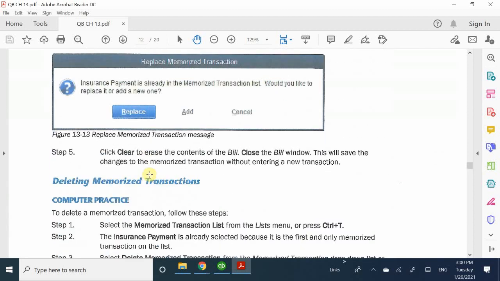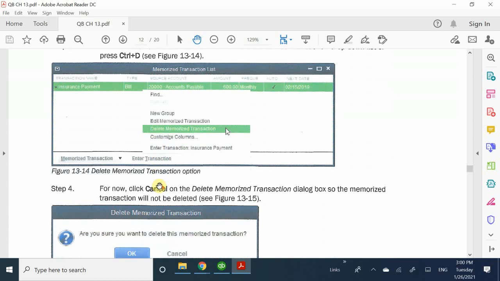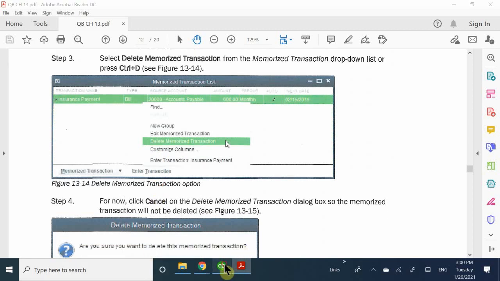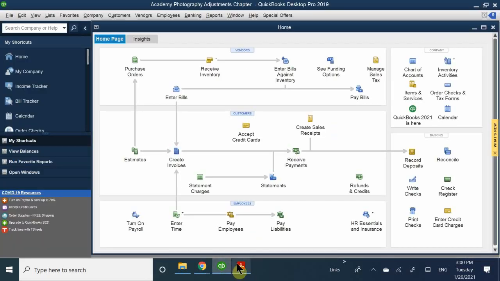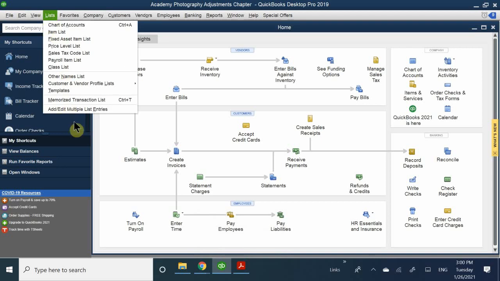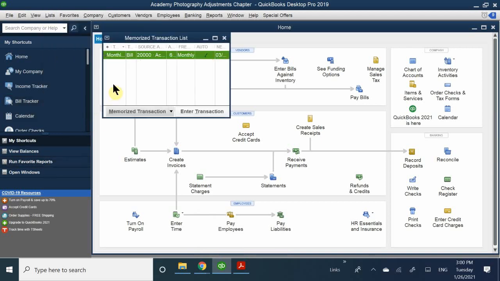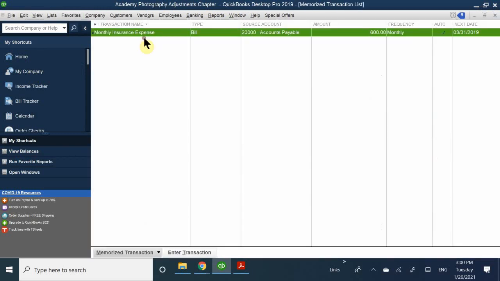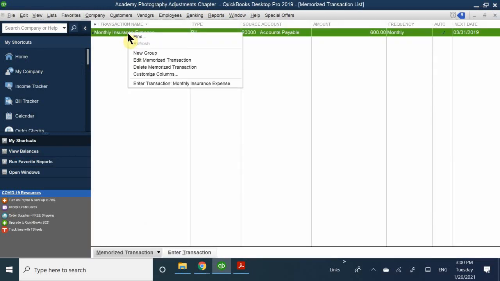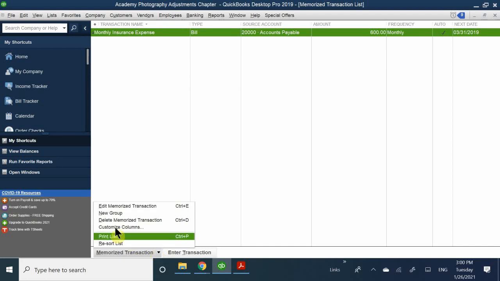Okay, so now that we're done with that, deleting the memorized report is straightforward. The great thing about memorized reports is it doesn't really affect any of your transactions. If I want to delete it, I'm just saying I want to delete this transaction. It doesn't affect your books at all. You can simply right-click it and delete the memorized report, or you can come down here and delete it as well. If you delete it, you cannot undo it.